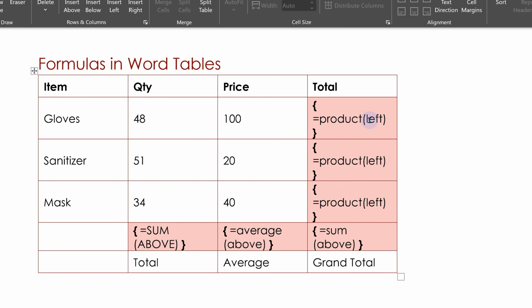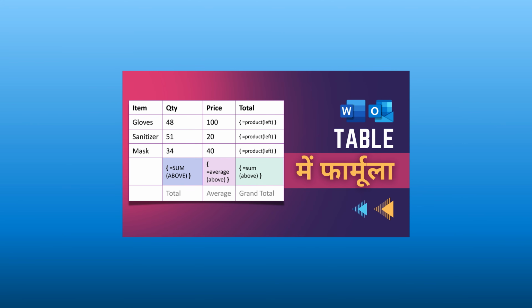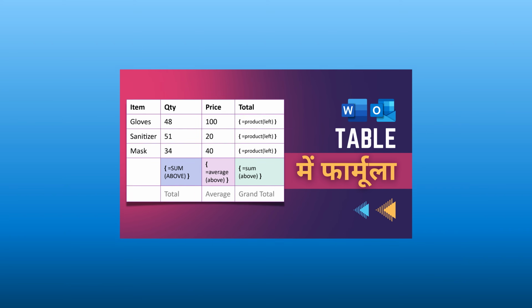So now you can see product left means this multiplied by this. Same formula, 3 places. And then quantity, I want total. So sum above. Price, I want average. And again, grand total. So like this, functions can be used very well inside Word formulas.